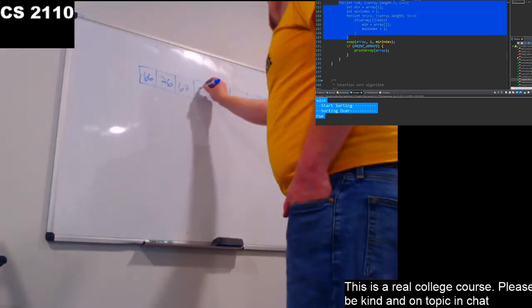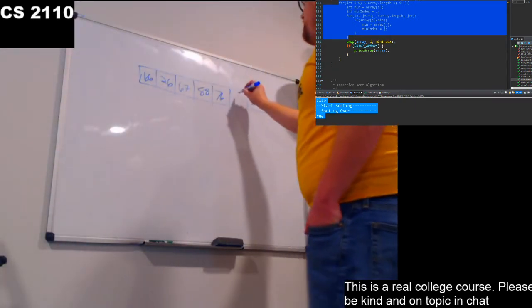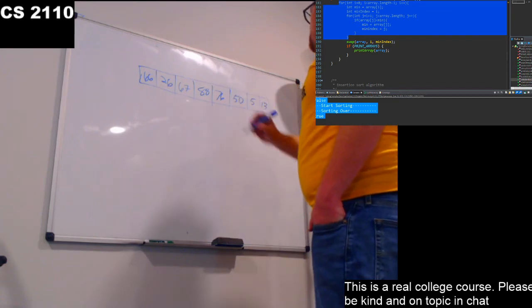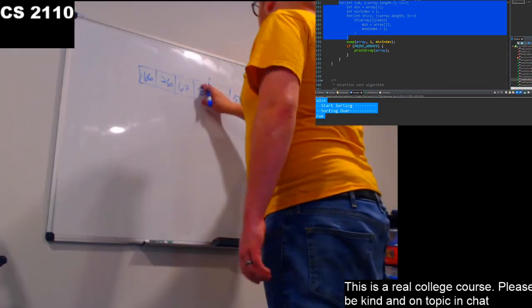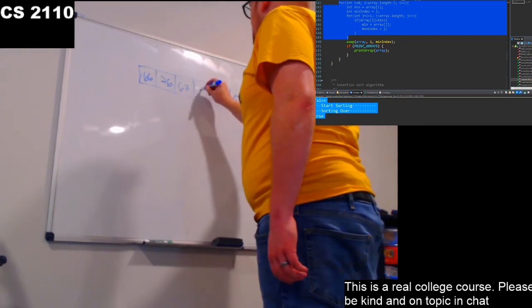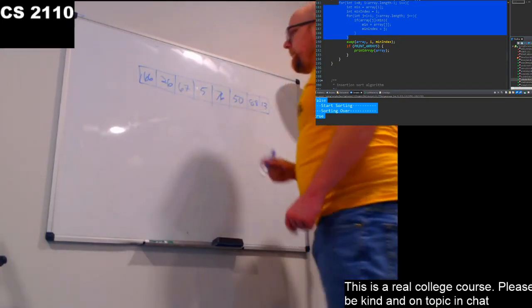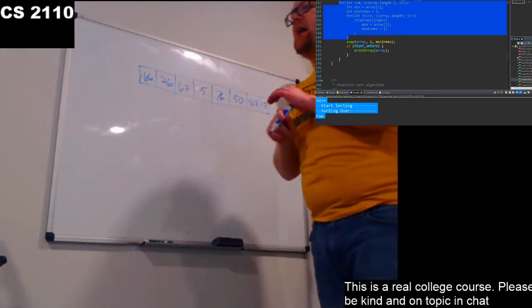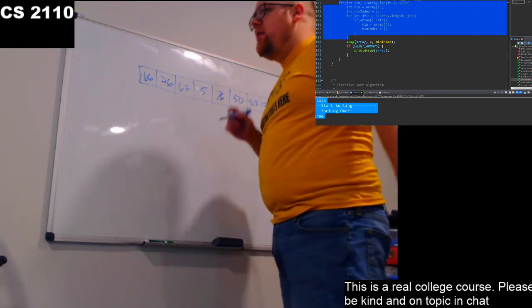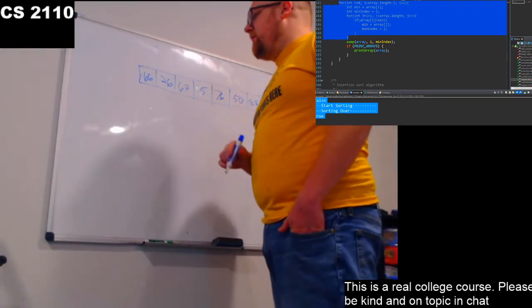88, 77. All right. For this one, I'll just do 50. And let me swap the 5 and the 18, actually, for the 88. Okay. So if this is my set, here's how the insertion sort works. It's going to sound similar, but there's a difference.